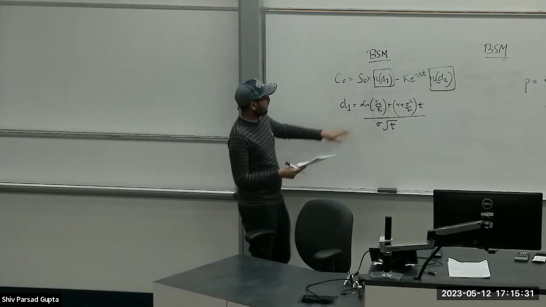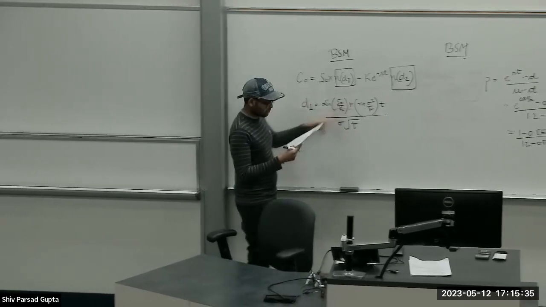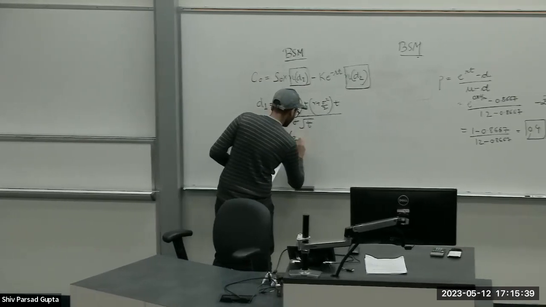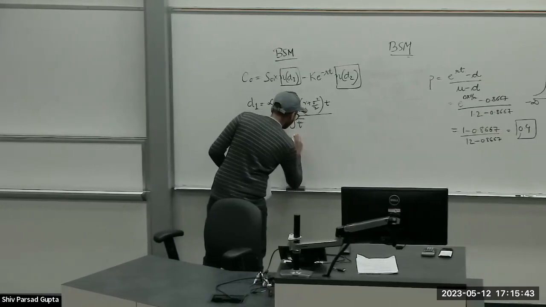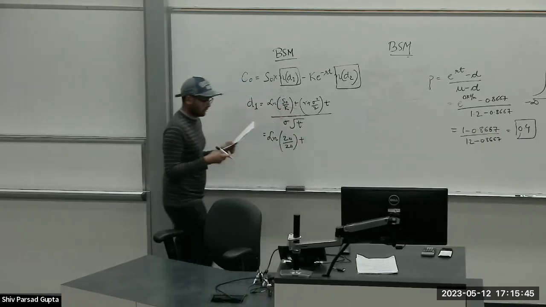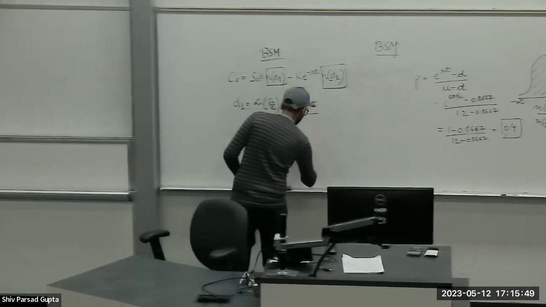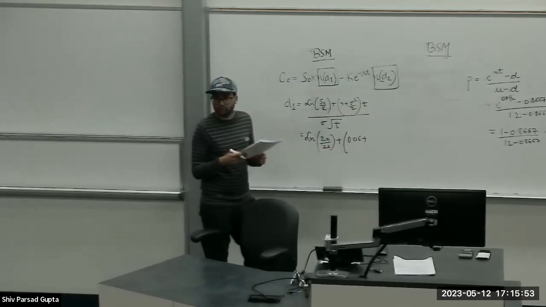So we have been given all these things in the question. We have been given the stock price as $20. So we can just put in the value: logarithm of 20 divided by the strike price, which is also 20, plus R. We have been given the risk-free rate as 6%, so we'll take the risk-free rate as 0.06 plus volatility, which we have been given as 20%, right?